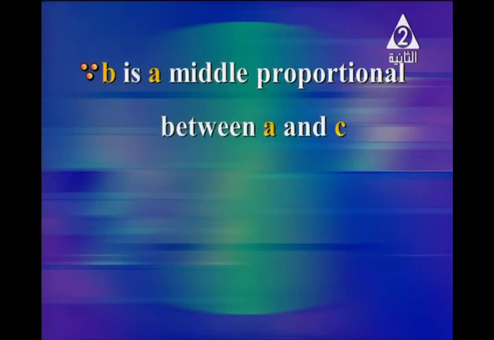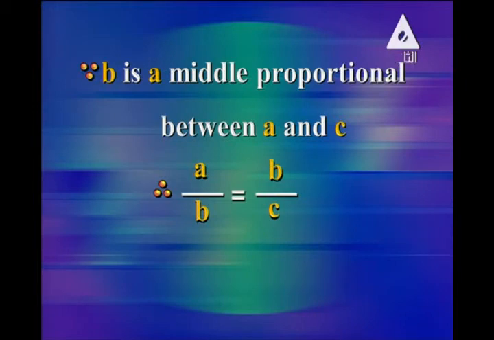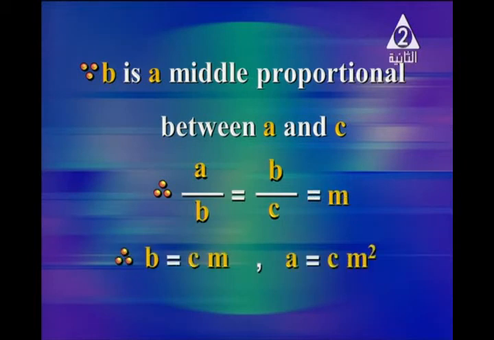Since B is the middle proportion between A and C, therefore A over B equals B over C. Excellent. Here B, the second proportion, will be again the third proportional. This is continuous proportional. A over B equals B over C equals M. Therefore B equals CM. A equals CM squared.